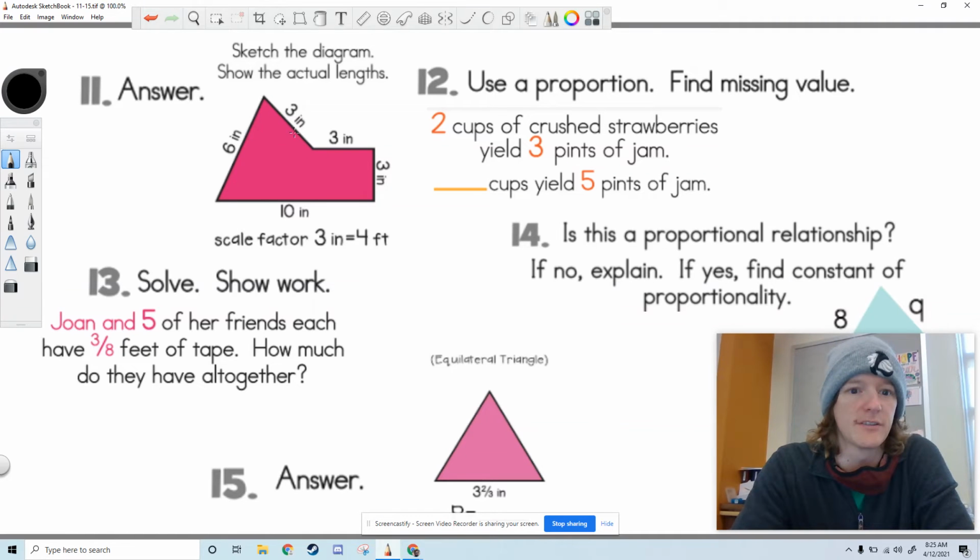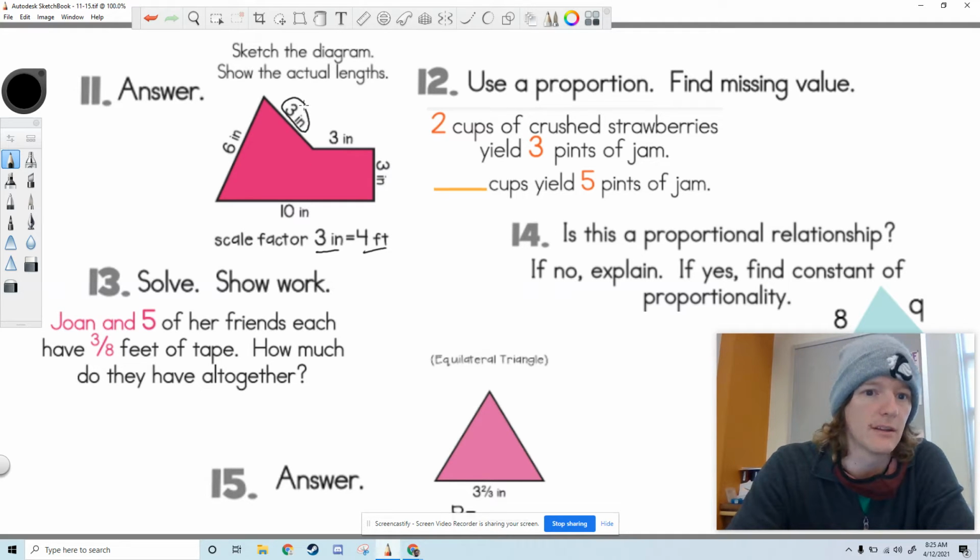Number 11, we have this 1, 2, 3, 4, 5, this pentagon. We need to sketch this diagram on your paper and show me the actual length. So let's say we have a scale factor of 3 inches. So every 3 inches is actually 4 feet. So the actual length, this length right here, is actually going to be 4 feet because it's 3 inches.